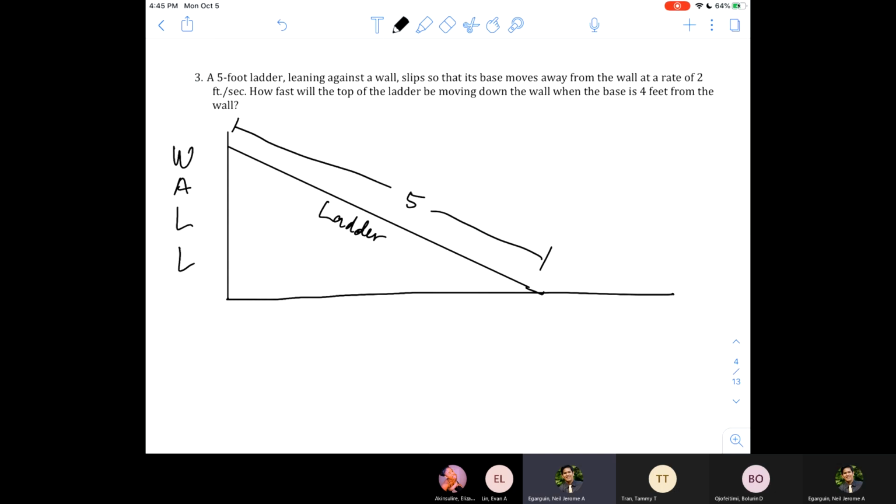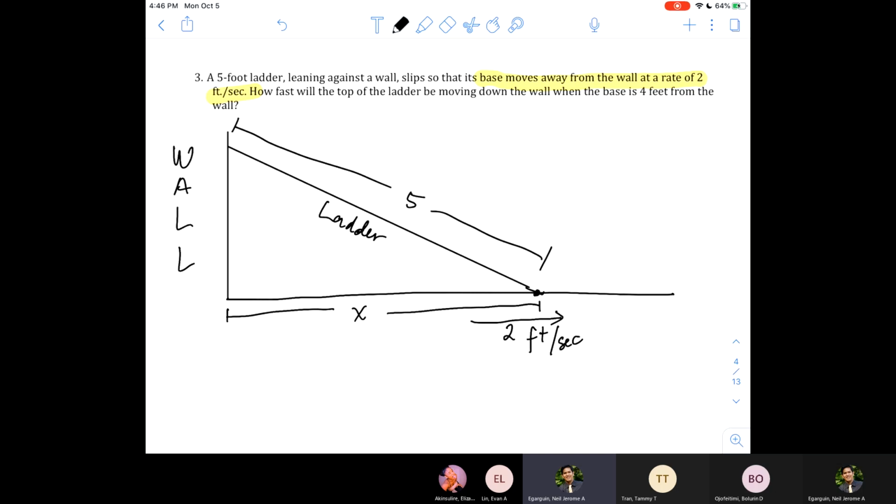And then it says here that it is slipping against the wall so that the base moves away from the wall at a rate of 2 feet per second. So that means the base of the ladder is moving away from the wall at a rate of 2 feet per second, right? And since we have a rate of change there, might as well use a variable to denote this length. Let me call it x. You can use your favorite variable, but I'll just stick with x.